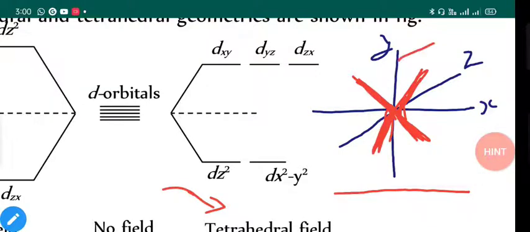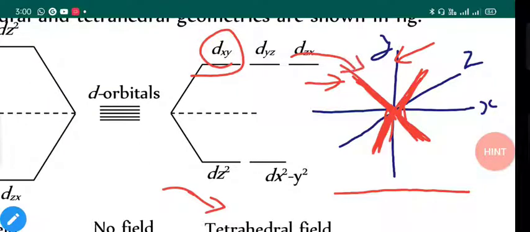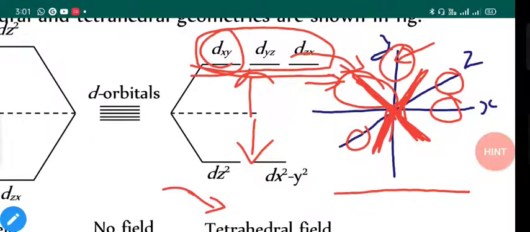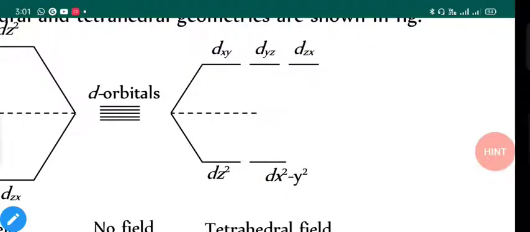So the on-axis orbitals are away from these ligand orbitals, atoms, ions or molecules, and that's why they feel less repulsion. And the between-the-axis orbitals are present here, and we have bonds closer to them, and that's why these between-the-axis orbitals will feel more repulsion, and due to the more repulsion their energies will increase, and due to the less repulsion the on-axis orbitals have lower energy. And the remaining description will be the same.